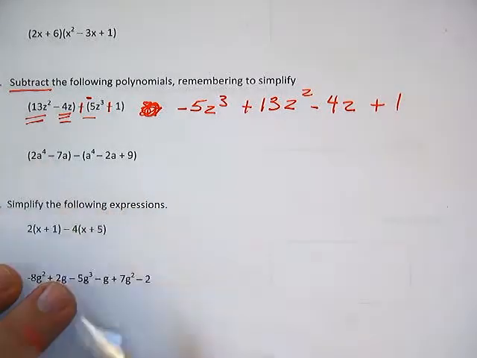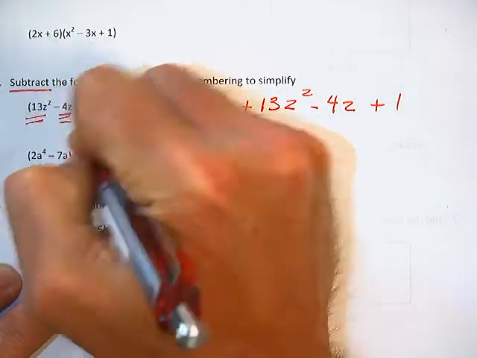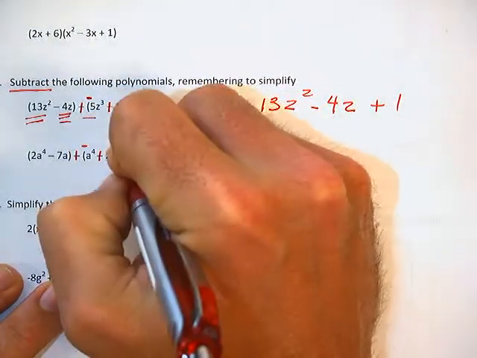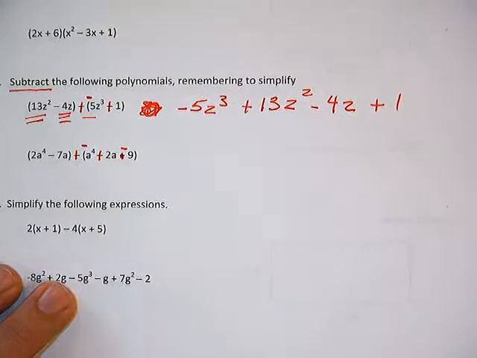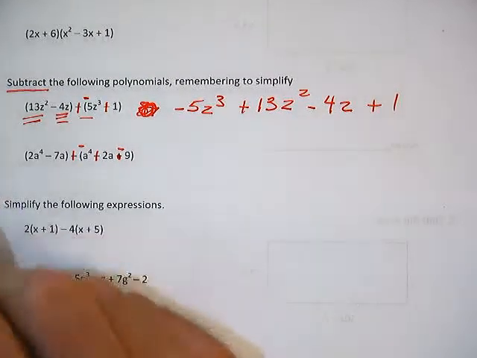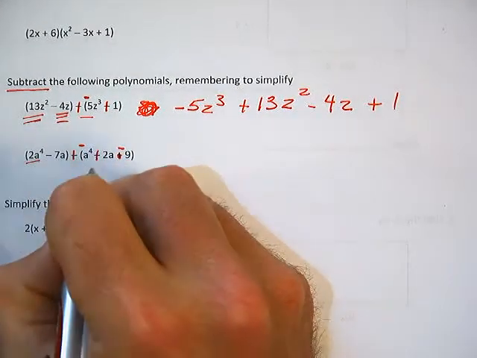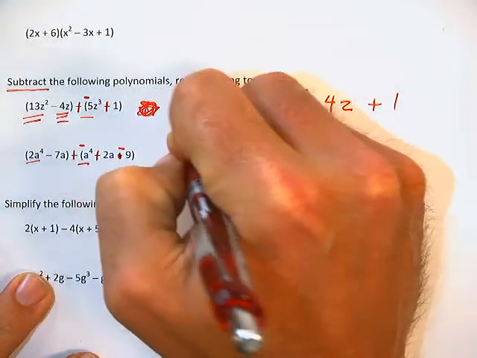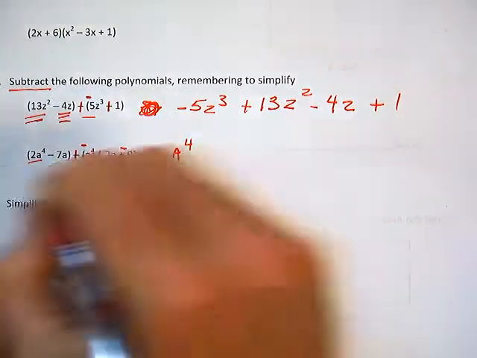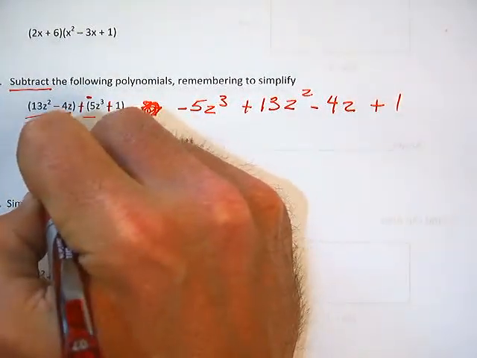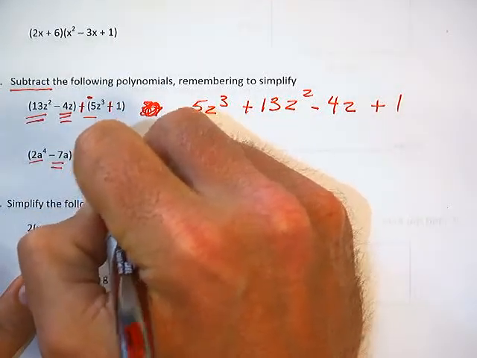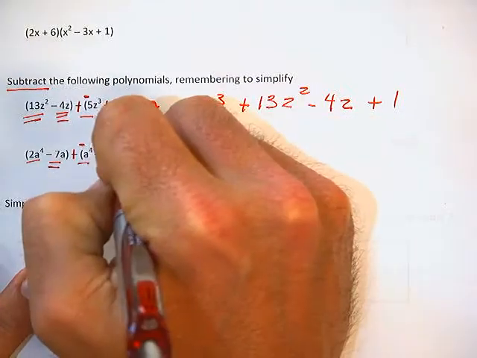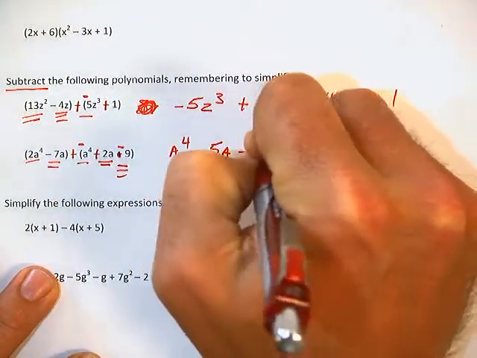Another subtraction problem, we're going to add the opposite. That becomes negative 4a, positive 2a, and a negative 9. Let's find all the a's to the fourth. That's 2 minus 1, which is 1a to the fourth. No a to the third, no a squared. Now we have just a's. Negative 7 plus 2 is negative 5a. And then we have the negative 9.